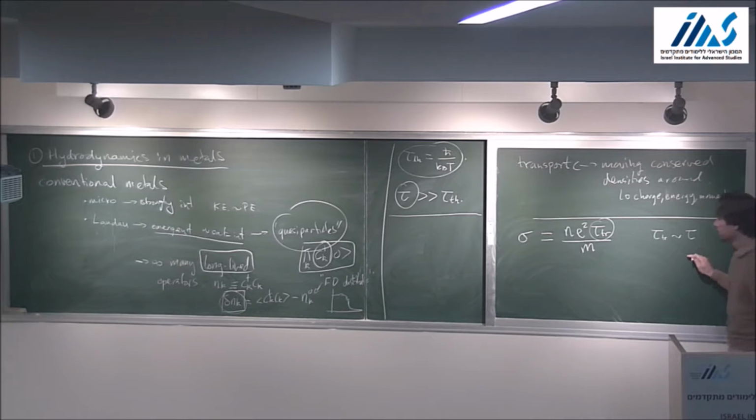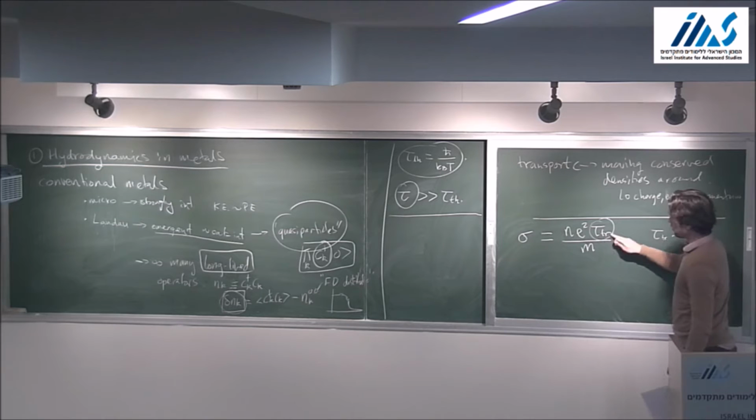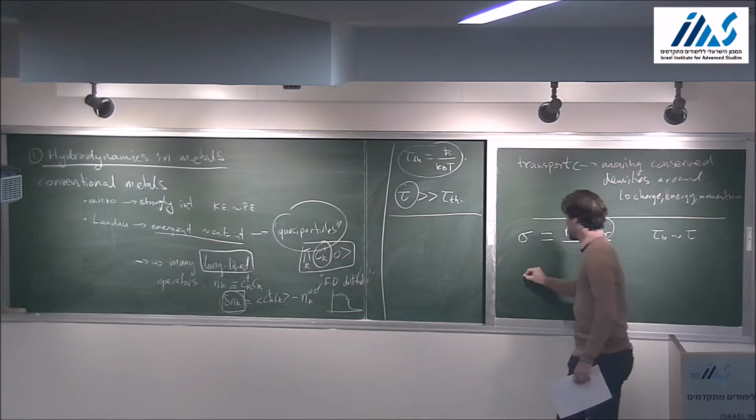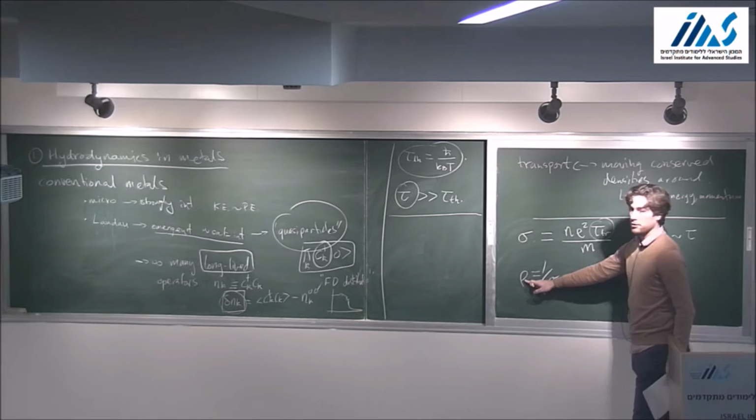Hopefully I hope you've all seen this formula before, but in any case, it should be intuitive, because it says that the longer the quasi-particles live, the better the thing conducts. The resistivity is 1 over the conductivity, and so the longer they live, the smaller the resistivity. If their lifetime is very short, then the resistivity is very large.